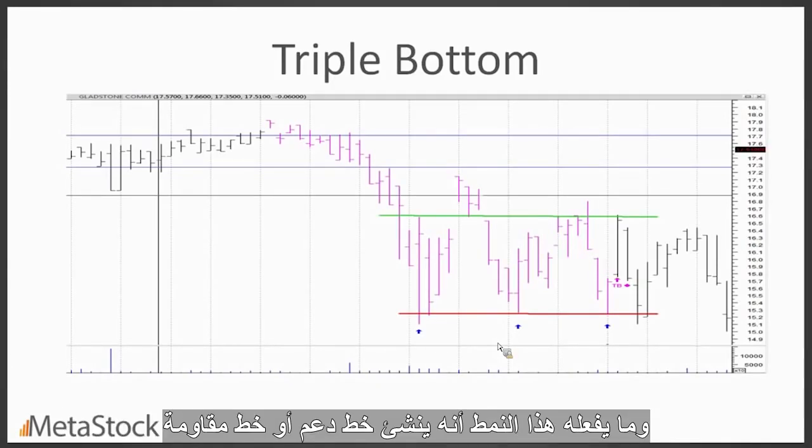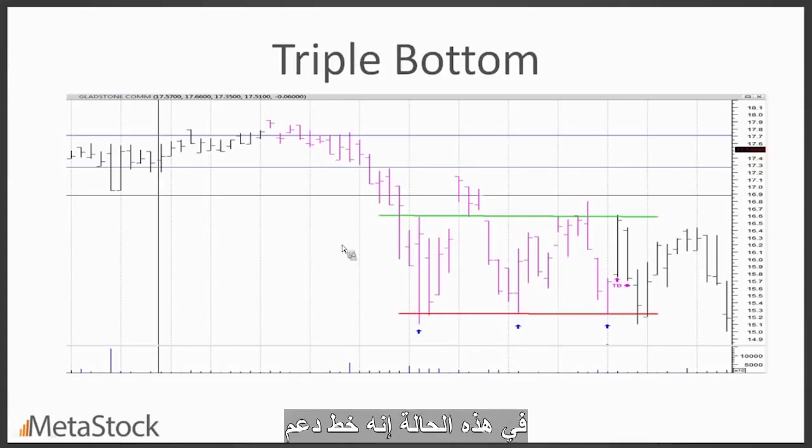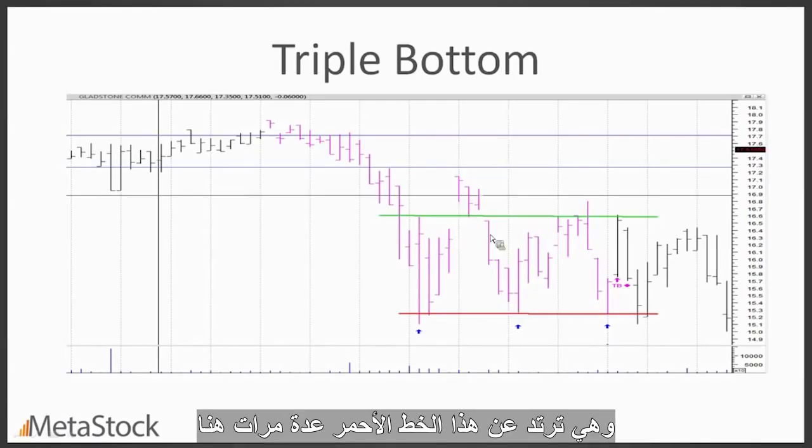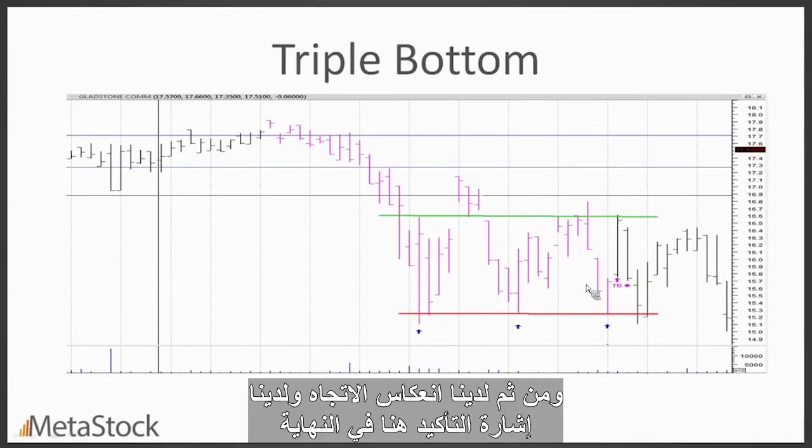And what this is doing is it's establishing a support line or a resistance line. In this case, it's a support line where we have these triple bottoms, and it actually bounces off this red line multiple times here, and then we have the trend reversal and our confirmation signal here at the end.